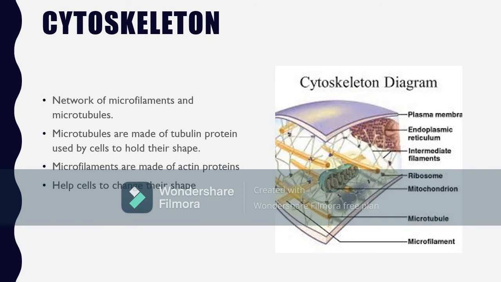The next thing is the cytoskeleton. What is it? It is the network of microfilaments and microtubules. Now these are the two types, microfilaments and microtubules. Microtubules are made up of tubulin proteins. You can see these are the microtubules, and these are tube-like structures. These are made up of tubulin protein, and are used by cells to hold their shape. While microfilaments are made up of actin proteins, and help to change the shape of the cell. You can see these are the microfilaments.